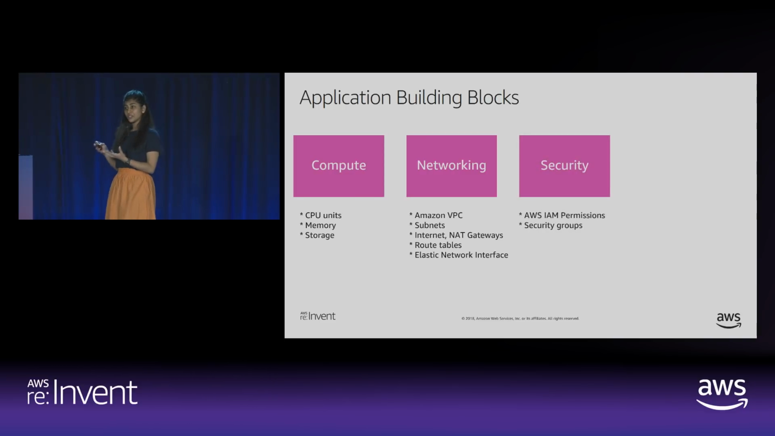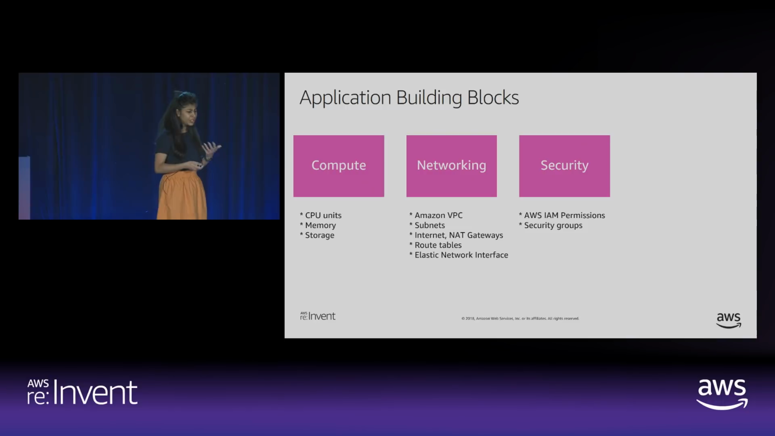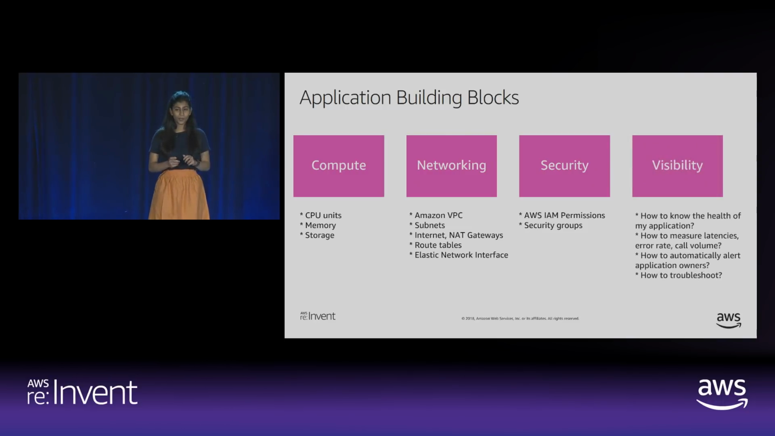Security, so how do I restrict my application to have access to only a few APIs or a few smaller CIDR blocks? You can do that with IAM permissions and security groups. Lastly, and above all, is my application really running? Is it performing well? So we'll dive deep into visibility and see some of the tools that we have to answer some of these questions.